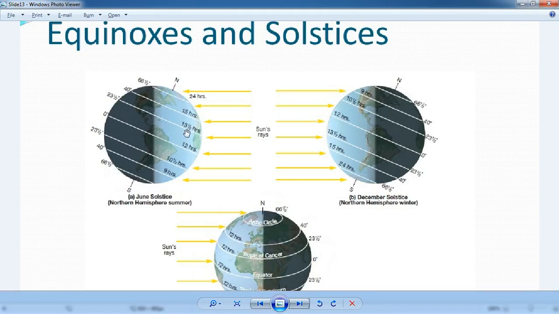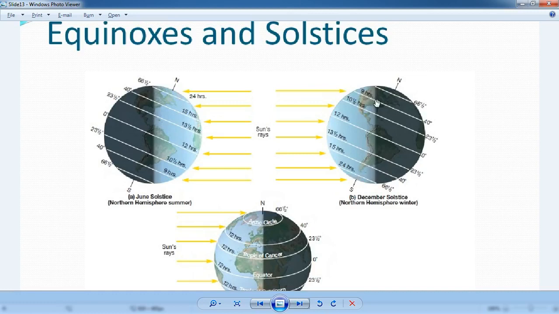Around 13 and one half hours ang daylight. Okay? Equator, ang daylight nato 12 hours. Tropic of Capricorn, ang daylight nato 10 hours. 40 degrees south, 9 hours ang daylight. That is, inig Hunyo. Okay? During the summer solstice.